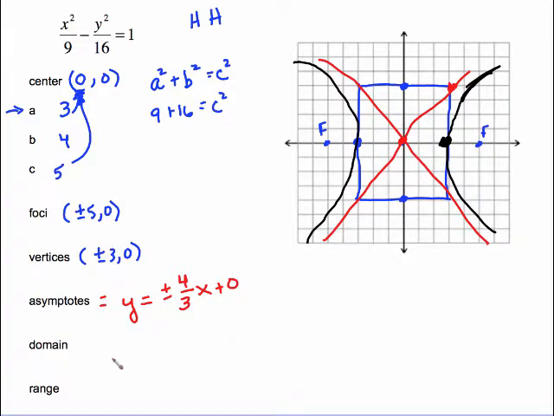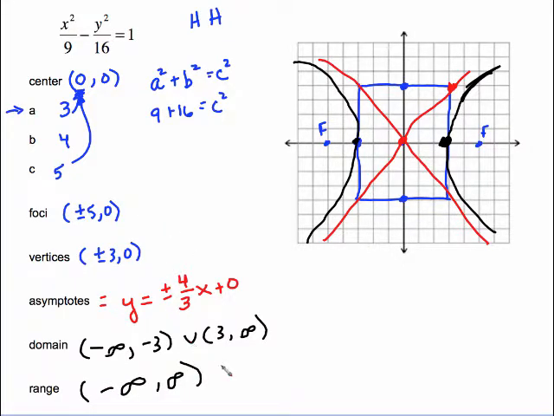Your domain is your left to right. So this coming in from the left is negative infinity, going up to this vertex point, which is negative 3, union with over here, starting at 3, going out to infinity. Because this is a horizontal hyperbola, your range, which deals with the y values, is just the infinities.